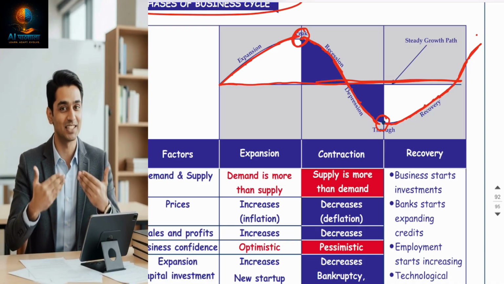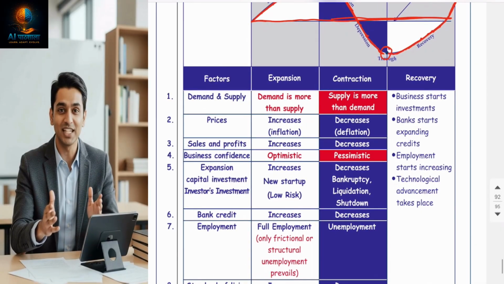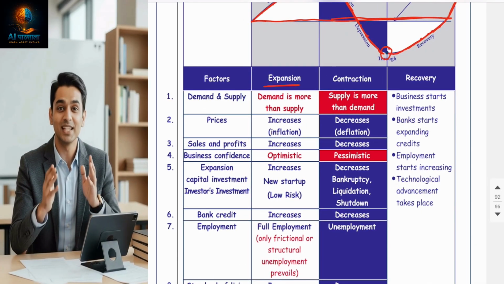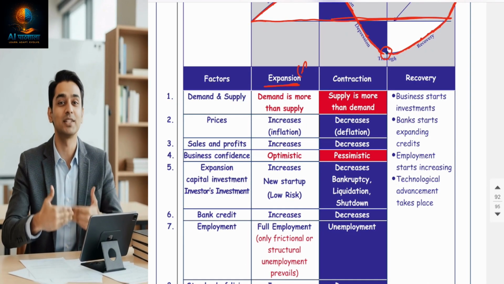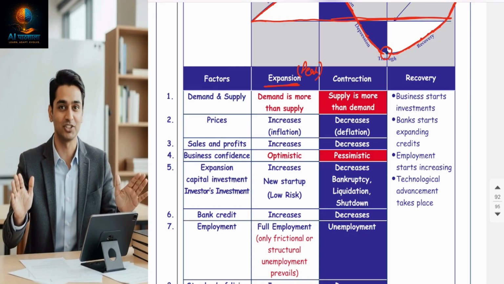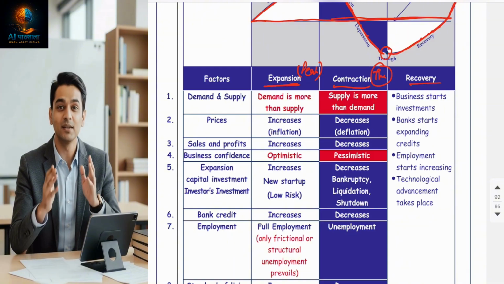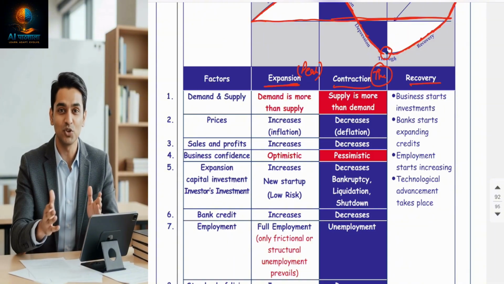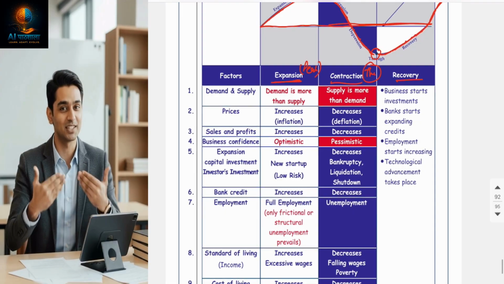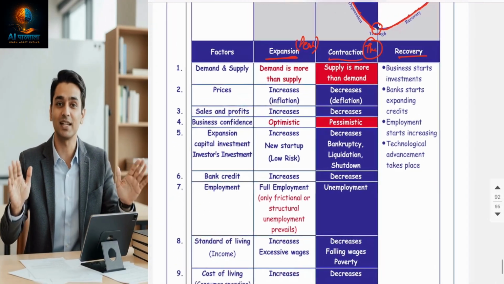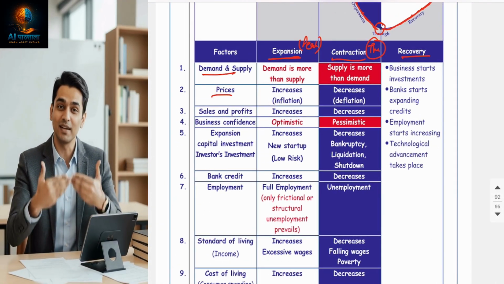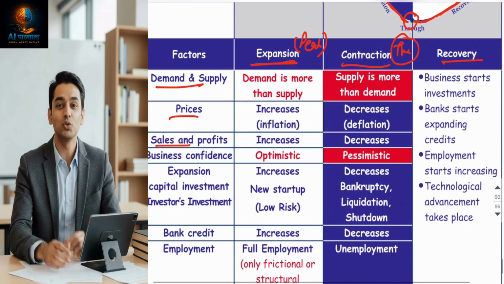Okay, so this is how the diagram takes place. There are two main stages, expansion and contraction, and four phases: expansion, peak, contraction, and trough. Then recovery takes place. Recovery is basically a part of expansion only. I have written all the reasons in the points, so let's understand in a flow one by one.